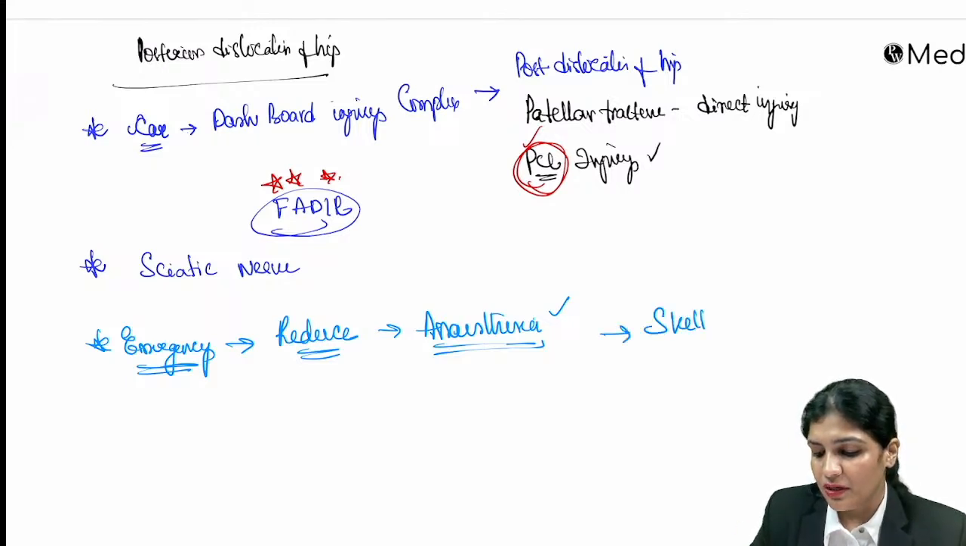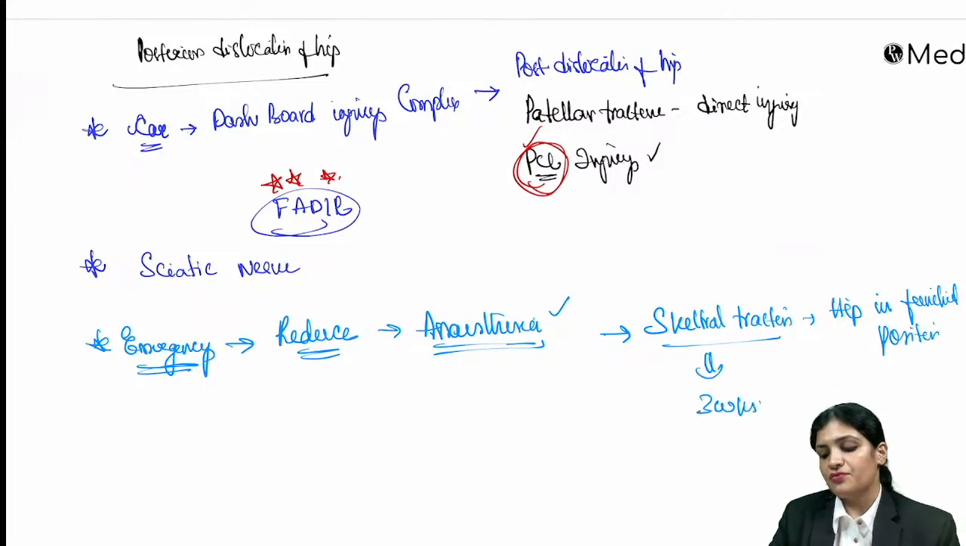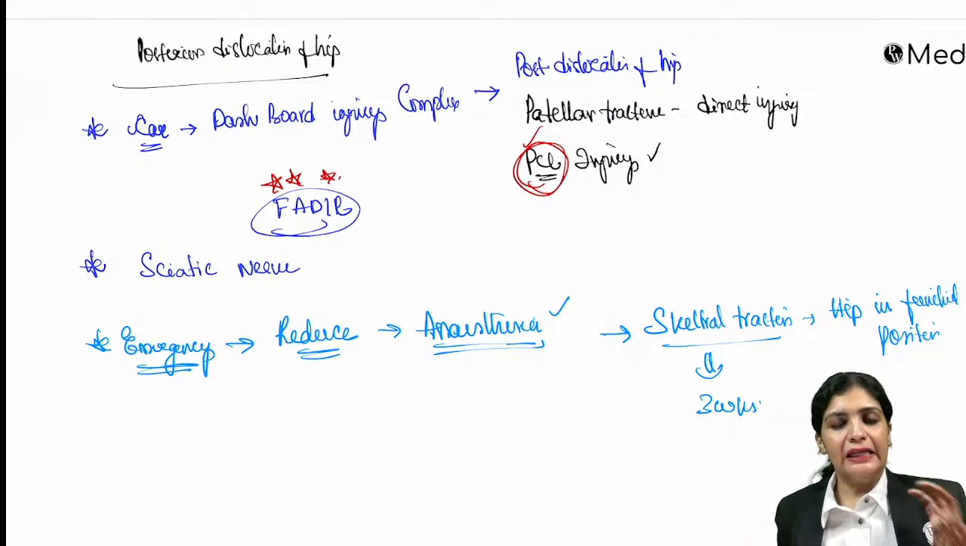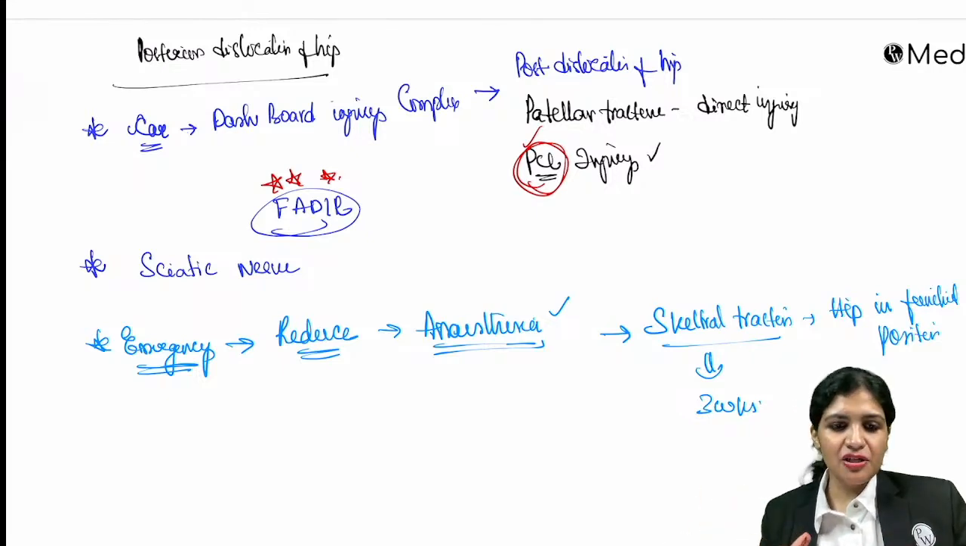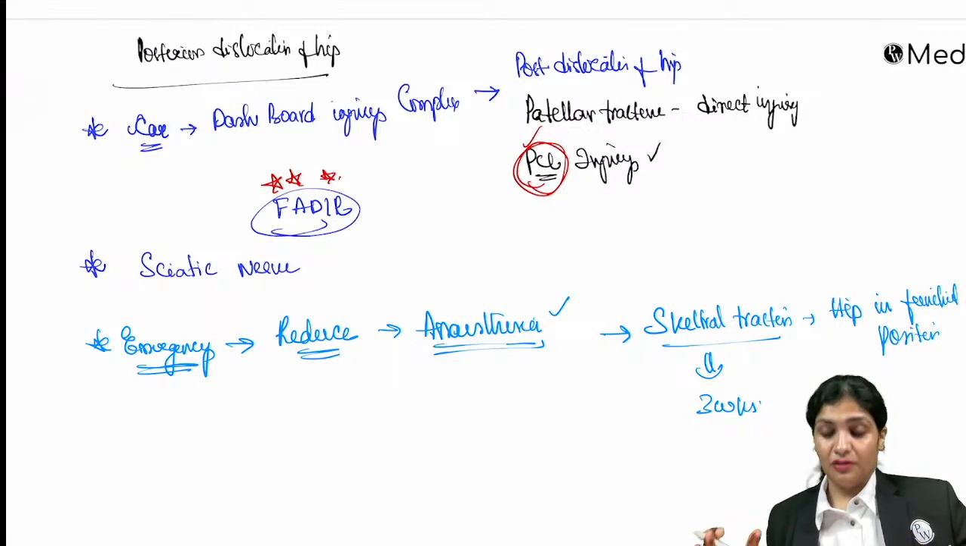Once it is reduced, you put them in traction. You can apply a skeletal traction, which will put the hip in the functional position. So you immobilize the hip with 3 weeks of skeletal traction after reduction, and you always check for other important fractures, right? This dislocation can be associated with a fracture, so this could be a fracture dislocation. So you have to always examine the patient thoroughly, right?